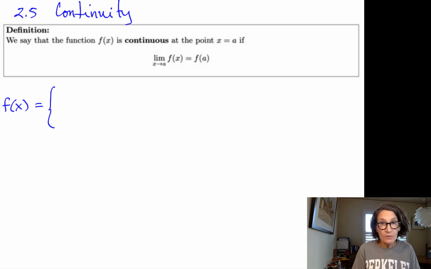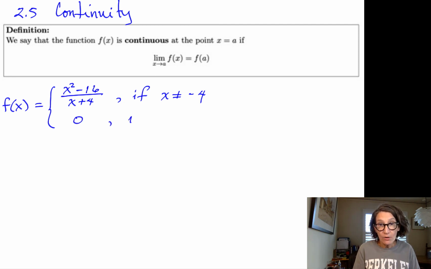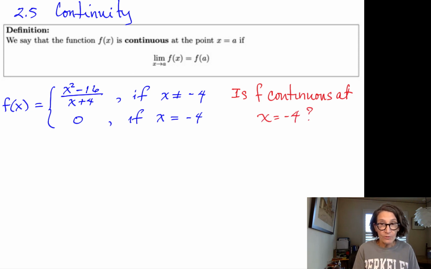So this is a piecewise function, f of x. It's equal to x squared minus 16 over x plus 4 if x is not equal to negative 4, and it's equal to 0 if x is equal to negative 4. So let's figure out whether f is continuous at x equals negative 4 using the definition.